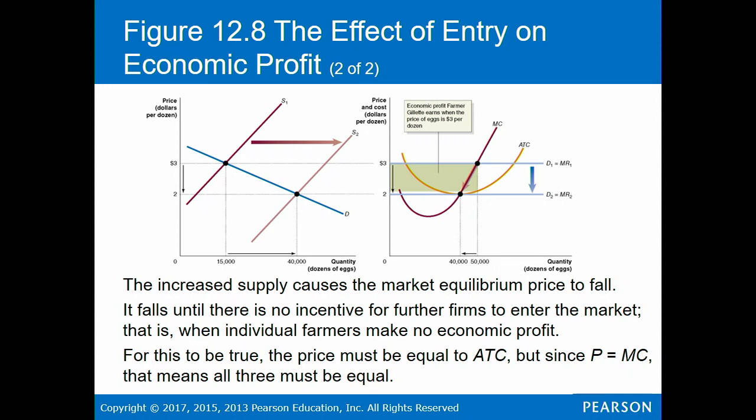And remember, we're looking at economic profit here, not accounting profit. So these firms can still be earning a nice profit on their balance sheet, but we're also taking into account opportunity cost. So the other lines of business, the other products, the other industries that these firms could be in.